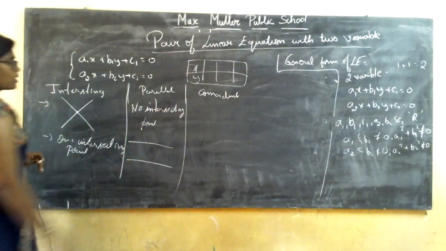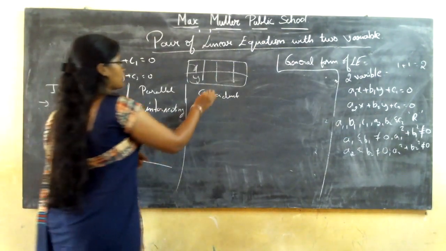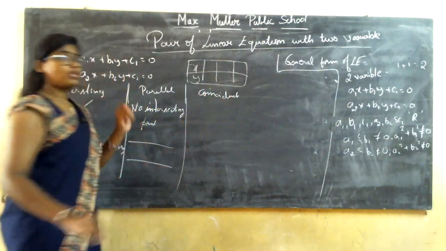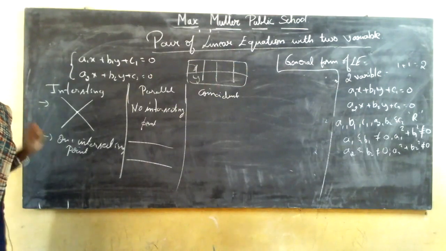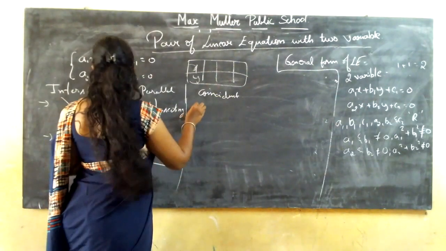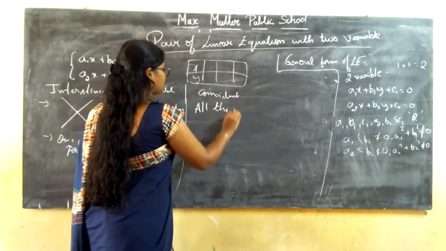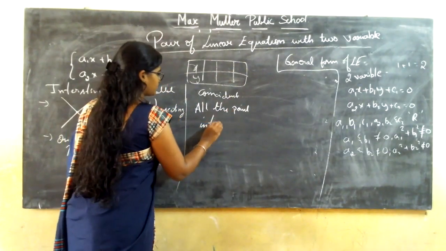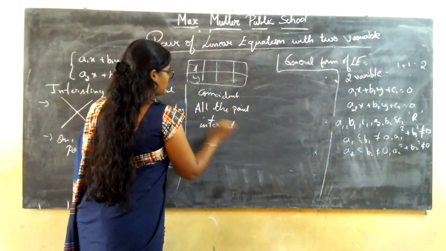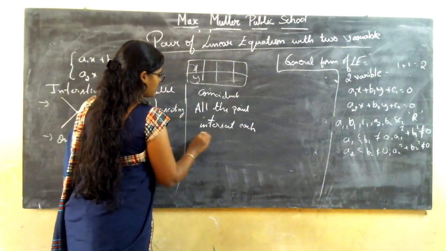Then if they have asked about the coincident line, at that time what are you going to say? You are going to say that all the points, whatever you get in that equation, should coincide with each other. So all the points intersect each other to represent a single line.